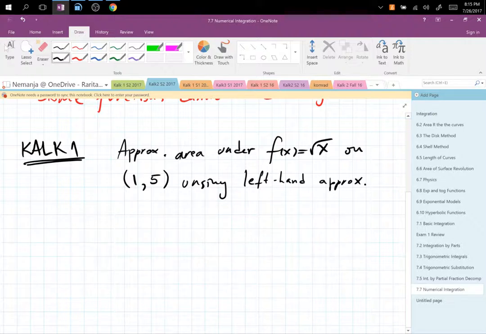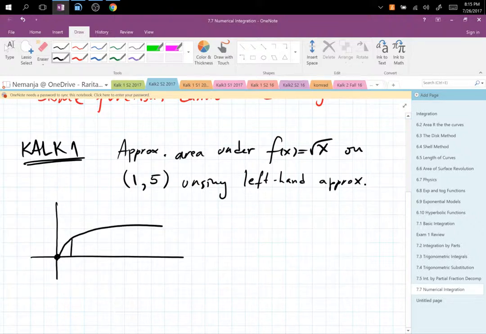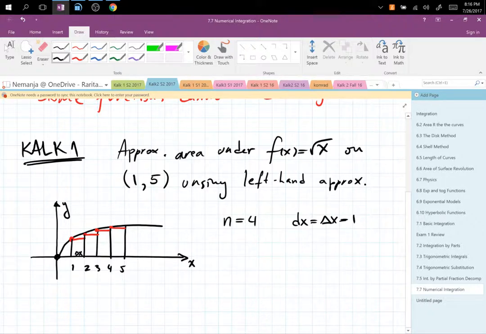So how does this work? We draw our square root function and then say 1, 2, 3, 4, 5. And then from each one, I create the left rectangle. We use n equals 4 rectangles, because in that case this dx, which is known as delta x, is 1. So this is our f of x equals square root of x. So what I have is 4 rectangles.